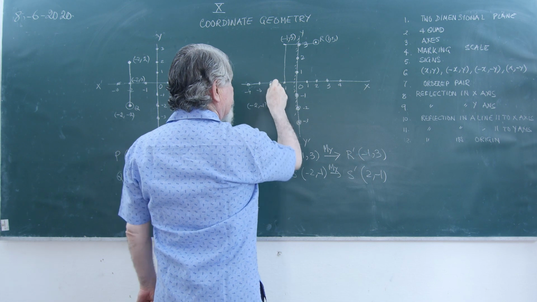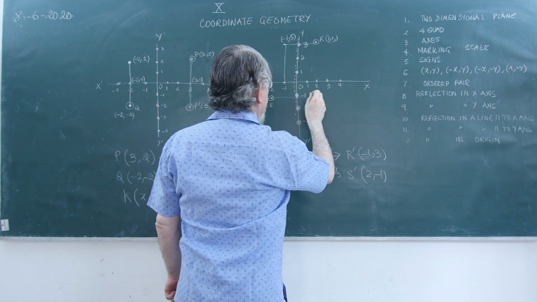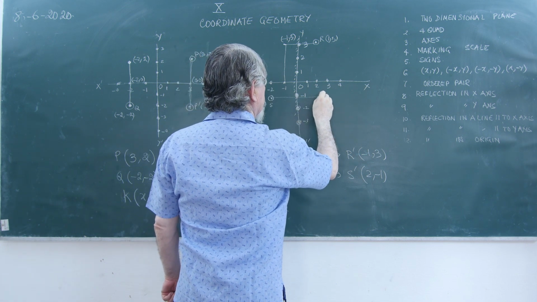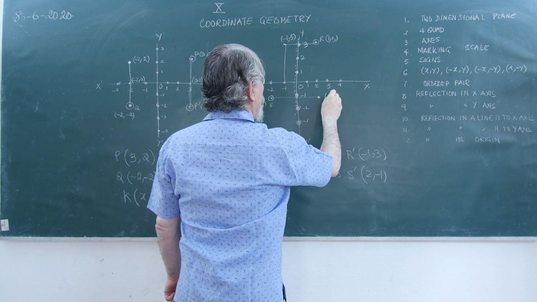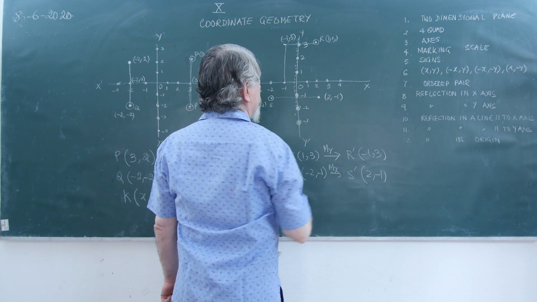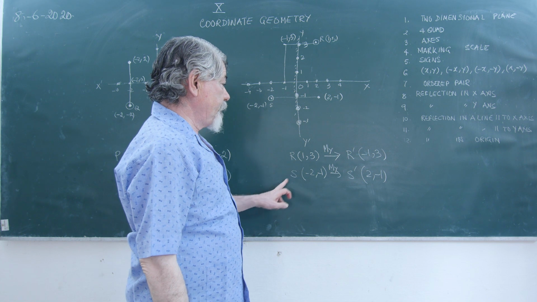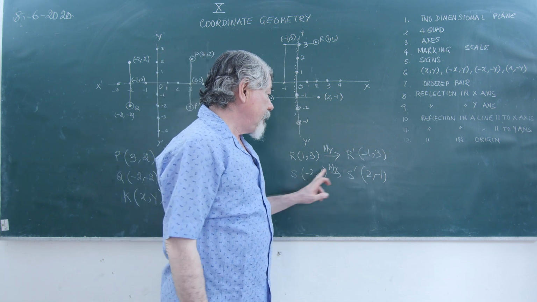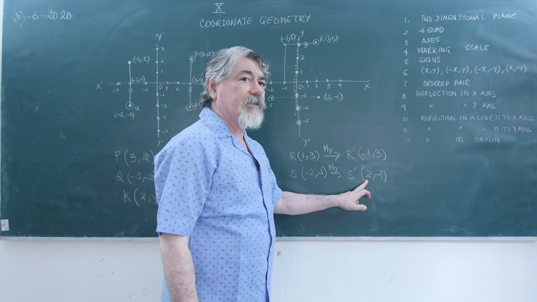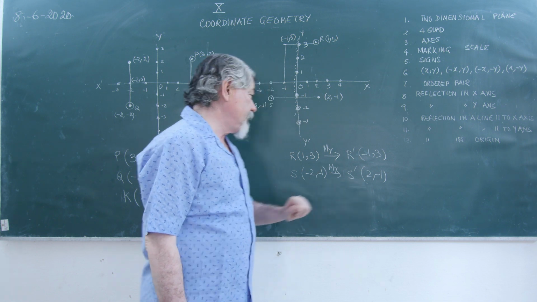So if I reflect it in this axis, it will come to this side. It is (2, -1). The y coordinate remains the same. The sign of the x coordinate changes.